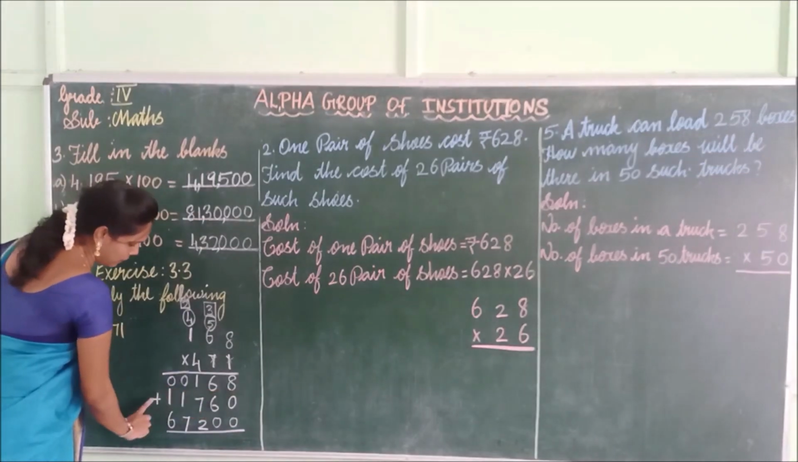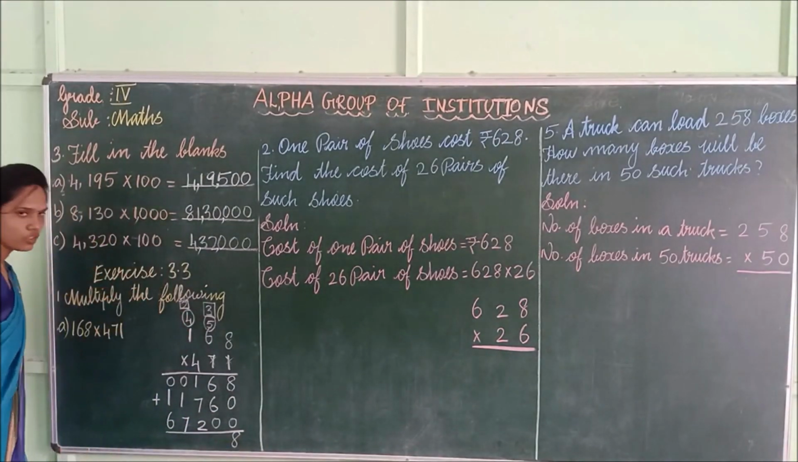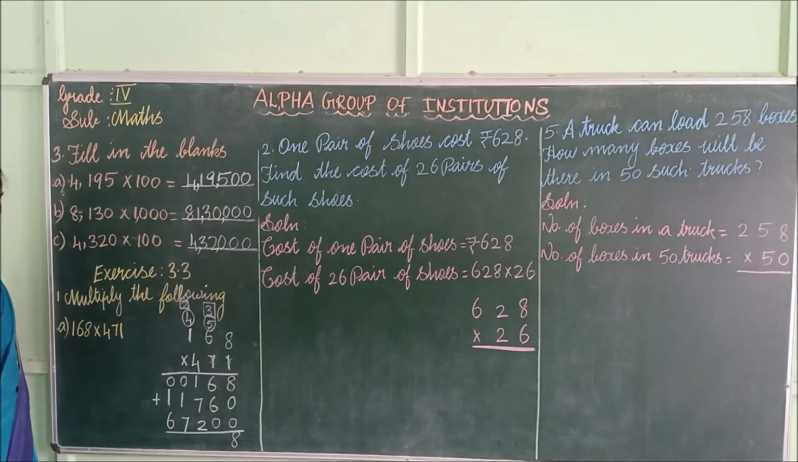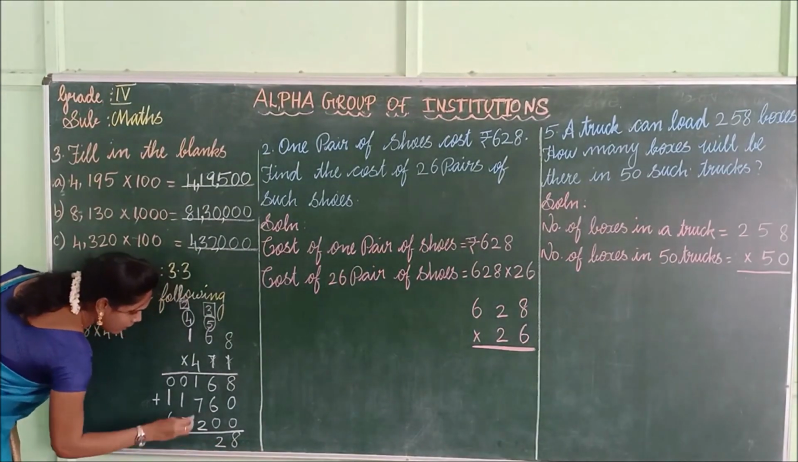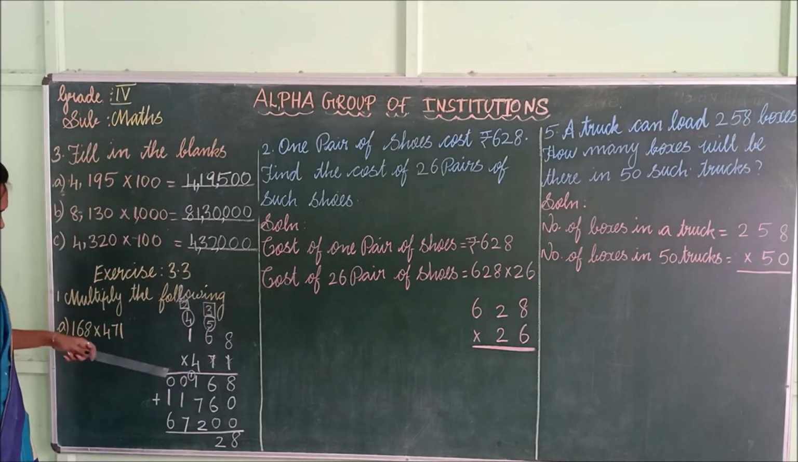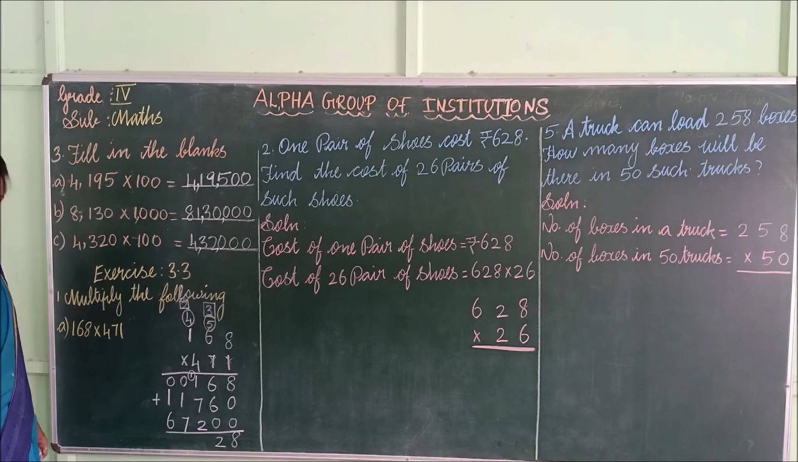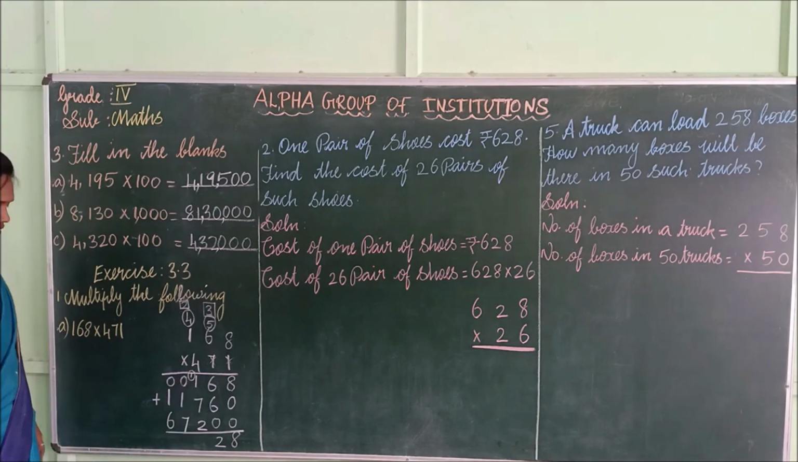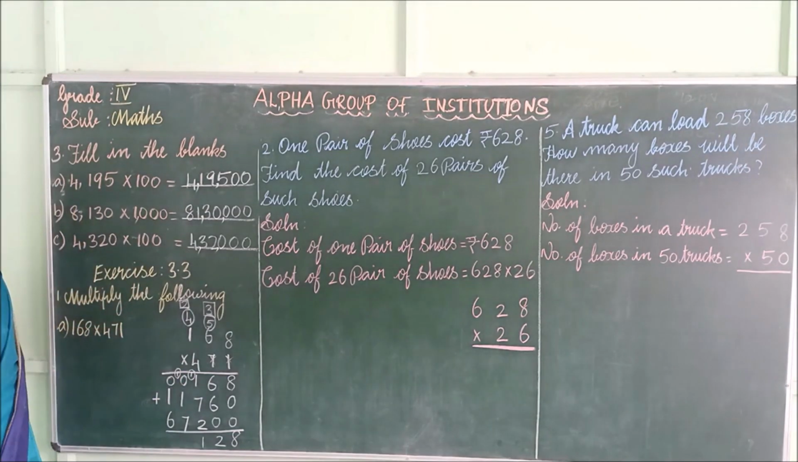See, 8 plus 0 plus 0. That is 8. Now 6 plus 6. 6 plus 6 is 12. 12 plus 0, 12. So 2 should put here and 1 should carry over to the next place value. Now we are going to add this number. So 1 plus 7, 1 plus 7 is 8. 8 plus 2, 10. So 10 plus 1, 11. So 1 and 1 should carry over to the next place value.